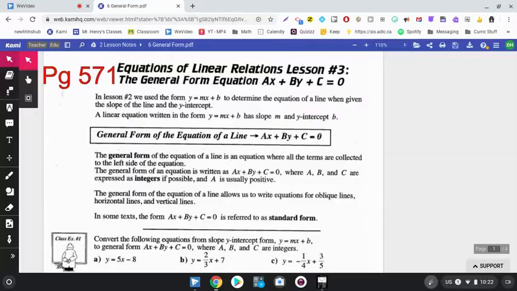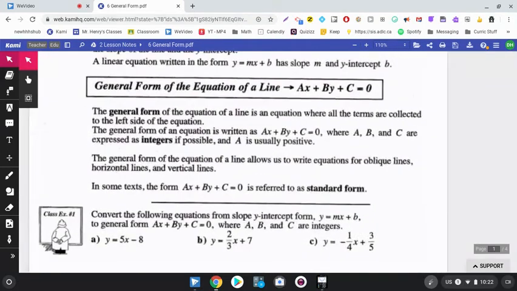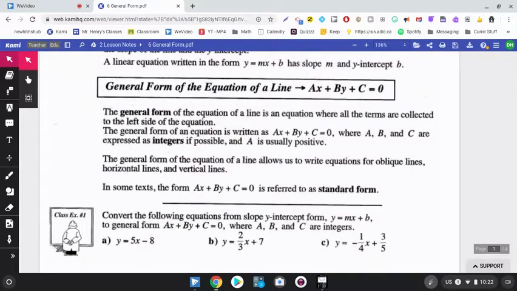Wow, thanks. A couple things with general form. It says all the terms are collected on the left side of the equation. I don't actually need that to be true. We can do left or right side. What that means is everything equal to 0. So if the equal 0 is over here or over here, that's fine to me.